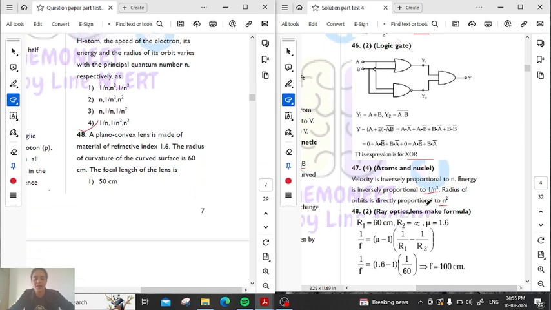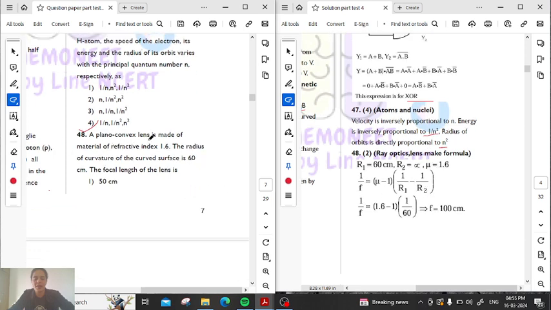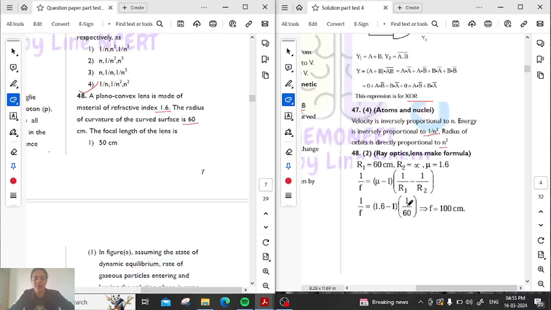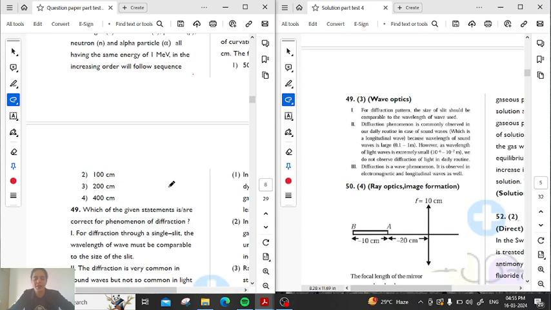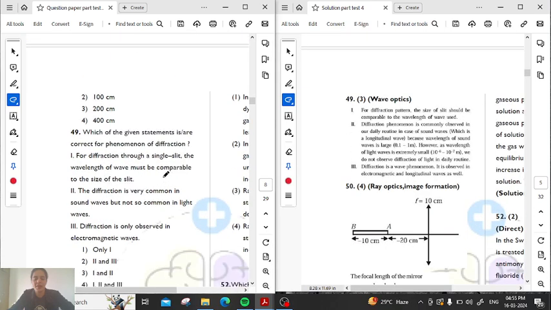Now next question, 48. A plano-convex lens is made of a material whose refractive index is given. The radius of curvature of the curved surface is given as 60 centimeter. We need to find the focal length. R1 is given, R2 is infinity, and mu is also given. Simply apply them in the formula and we find the focal length directly. It's a very simple one. Let's move to question number 49.